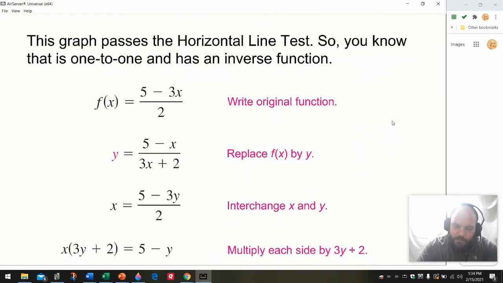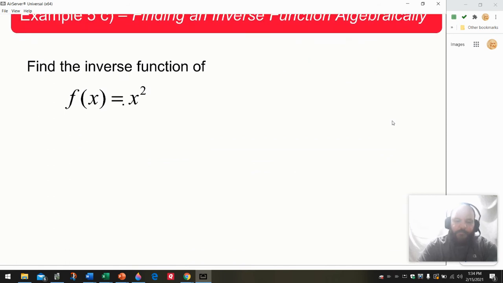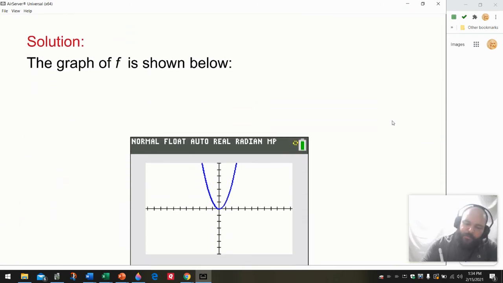Now, the last one we're going to take a look at is this one. It says find the inverse of f of x equals x squared. And I've already used this example a lot, so hopefully you realize that the graph of this would be a parabola. And a parabola does not pass the horizontal line test. It fails the horizontal line test.